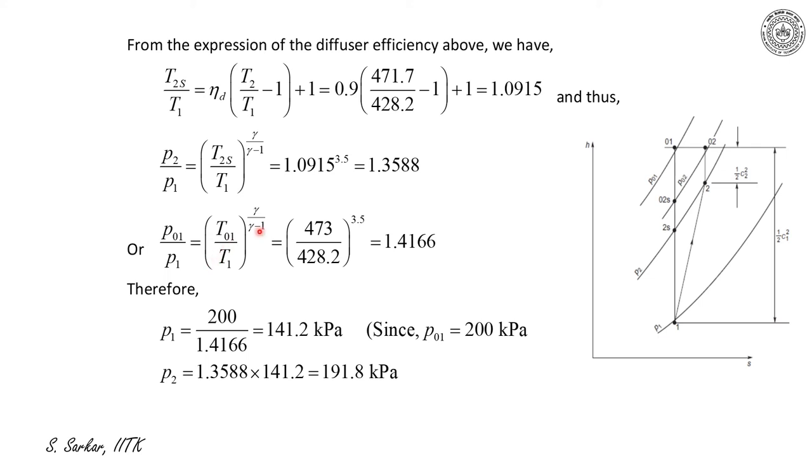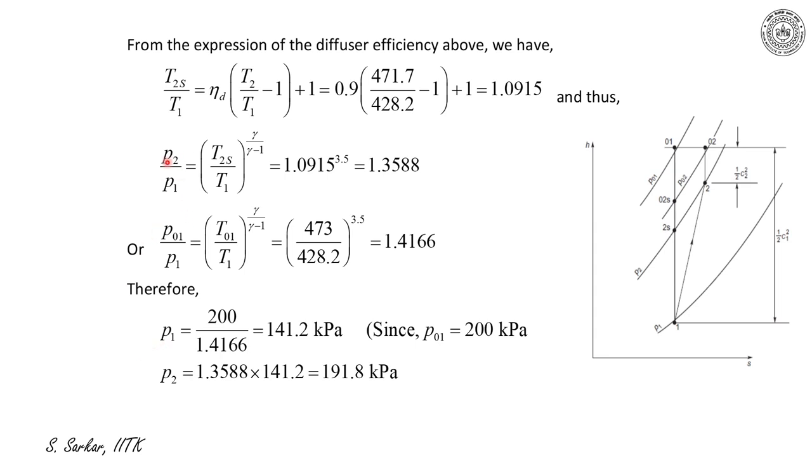Similarly, P01 by P1 is equal to T01 by T1 to the power gamma by gamma minus 1. Now T01 I know as 473 and T1 as 428.2. Thus P01 by P1 is equal to 473 divided by 428.2 to the power 3.5. That would be equal to 1.4166. Now P1 would be equal to P01 divided by 1.4166, that is equal to 200 divided by 1.4166. It will be equal to 141.2 kilopascals. The value of P01 is given as 200 kilopascals. So I have evaluated the value of static pressure at inlet P1.